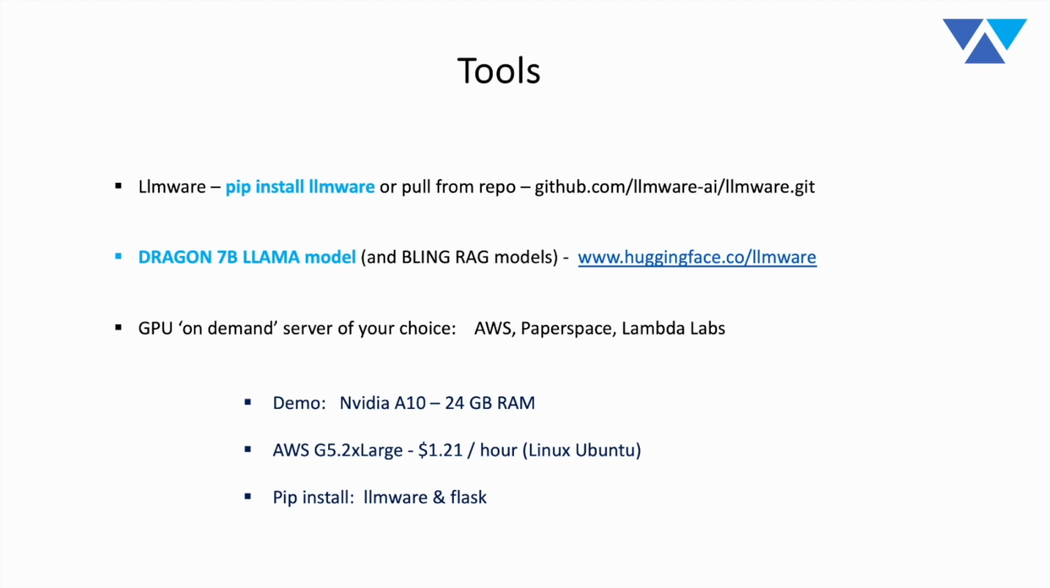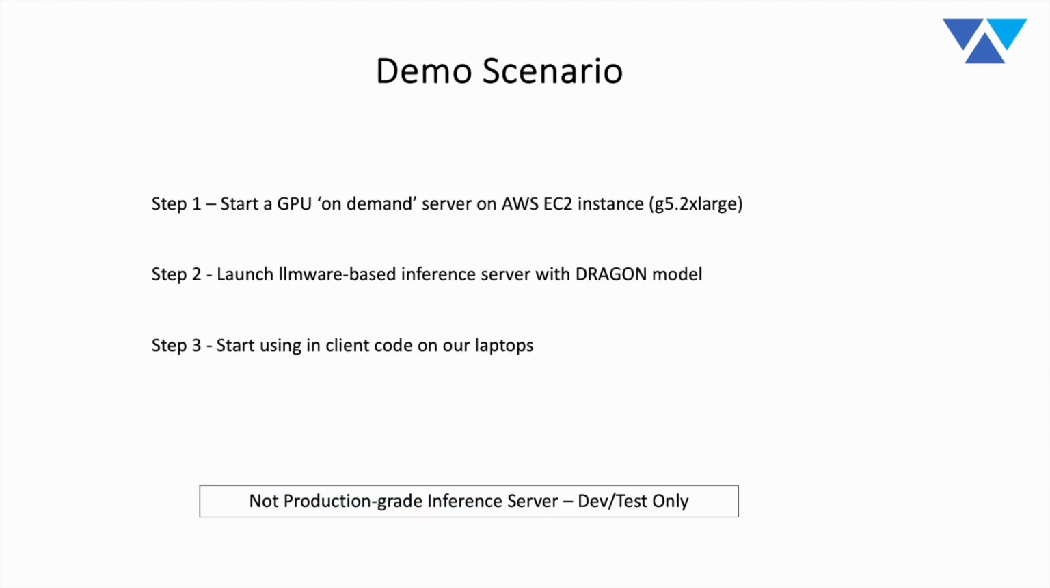We're going to use, in this case, just an AWS G5 2xlarge. The current on-demand spot price for Linux Ubuntu, which is what we're running on, is $1.21 an hour. Now, depending on the GPU that you deploy, there might be other dependencies that you have to install. In this case, all we have to do is install LLMWare and Flask, which is the web application server that we're going to be using.